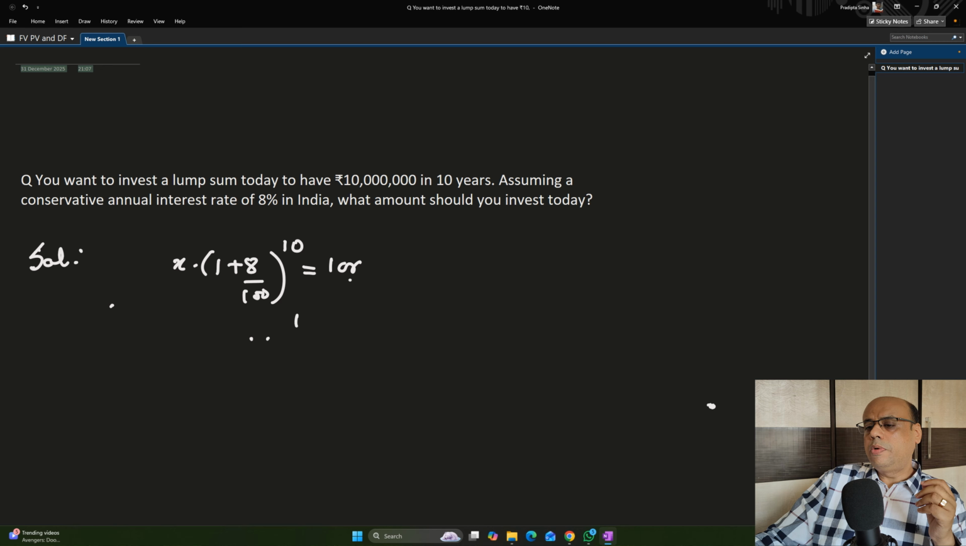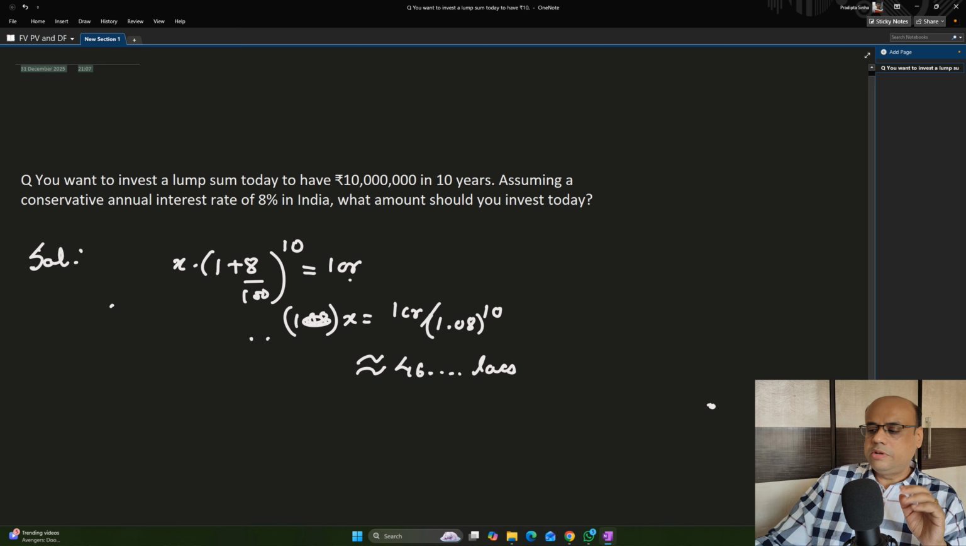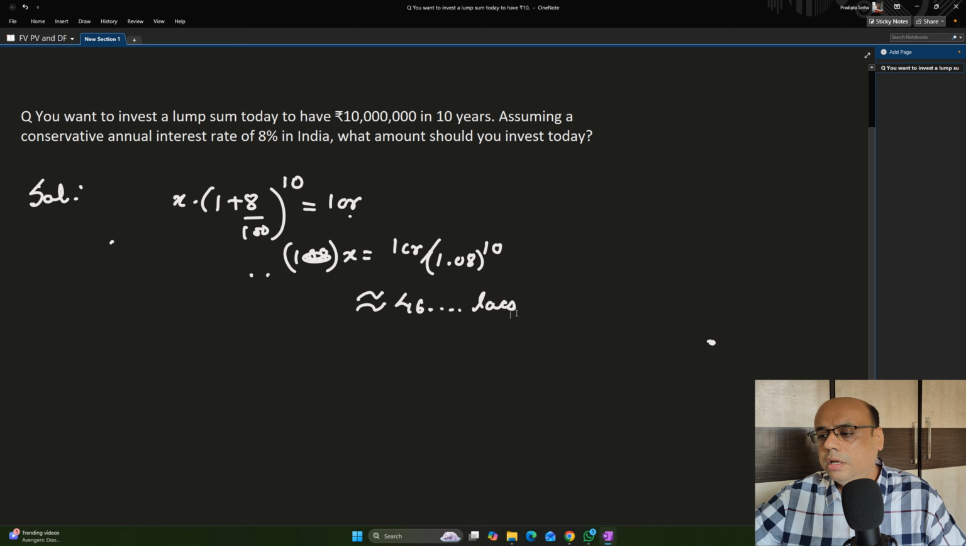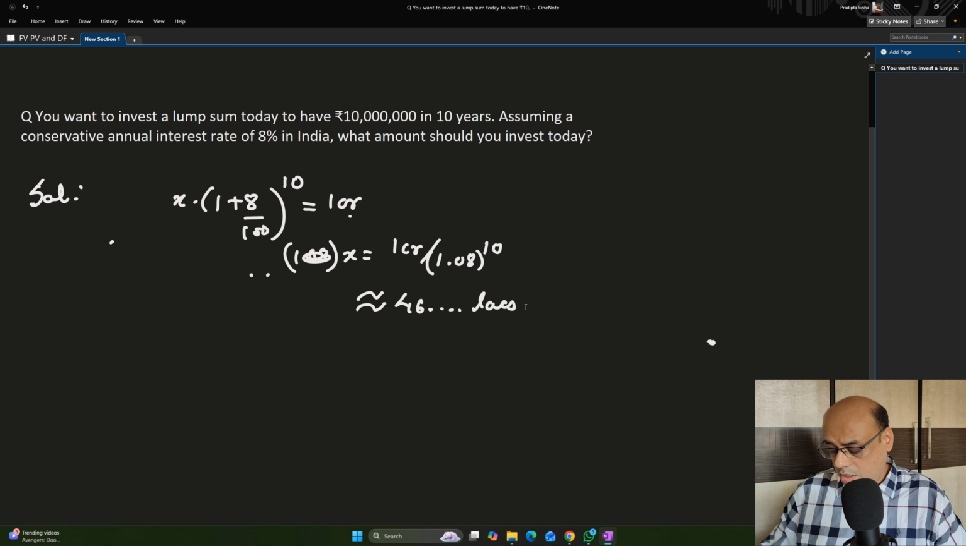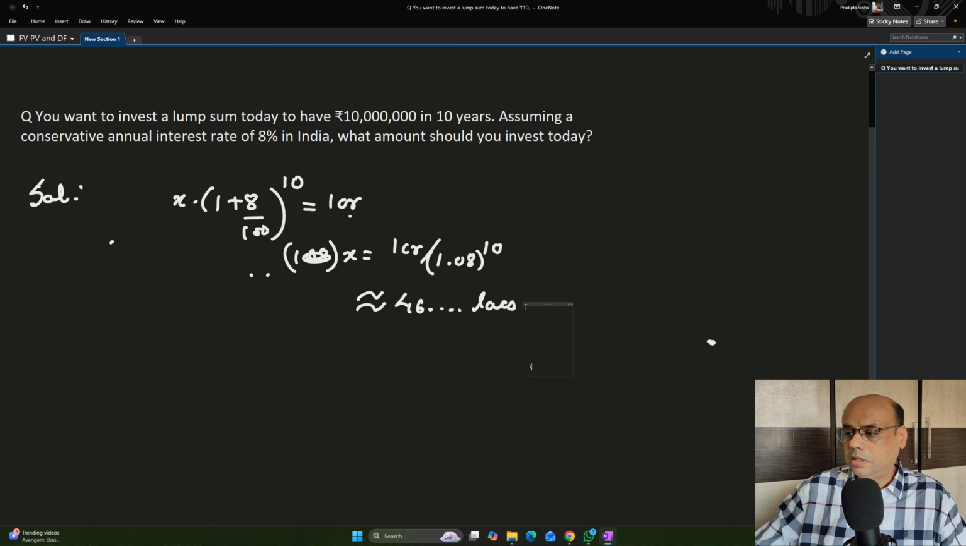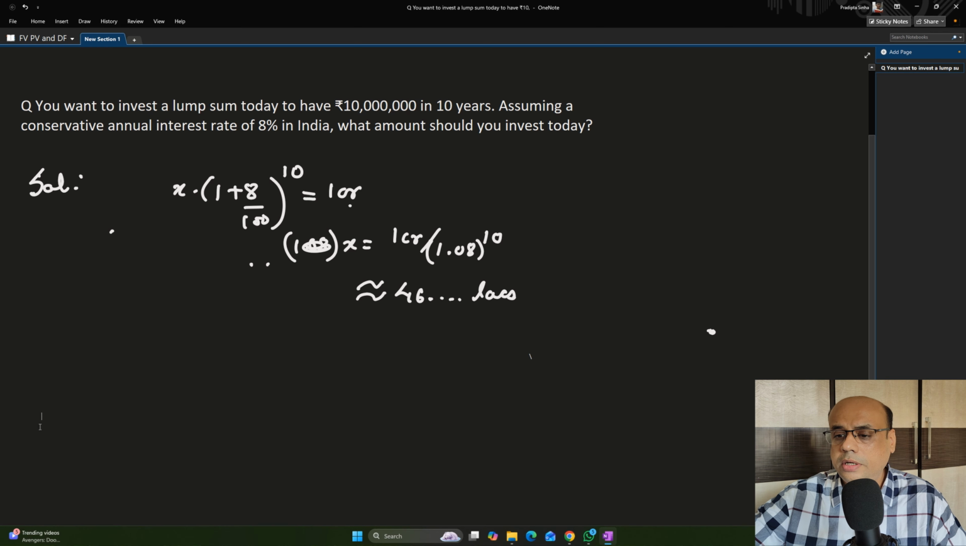Therefore, X is equal to 1 crore by 1.08 to the power 10. If we do the math, it comes to around 46 point something lakhs. So this was a fairly simple question. Next, we look at a somewhat more complex question.